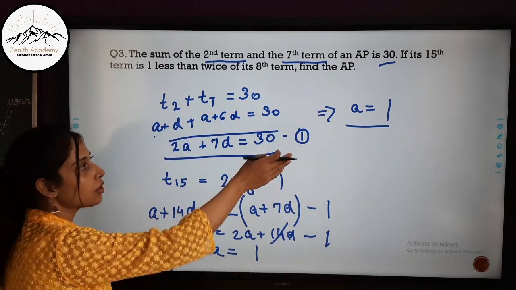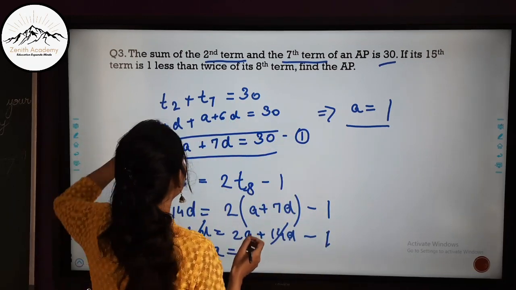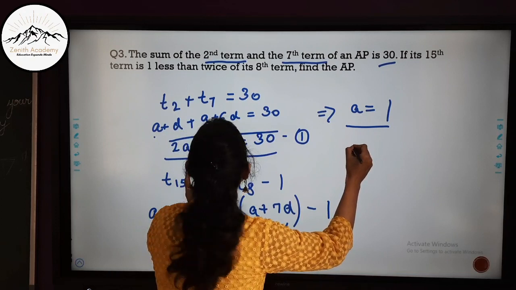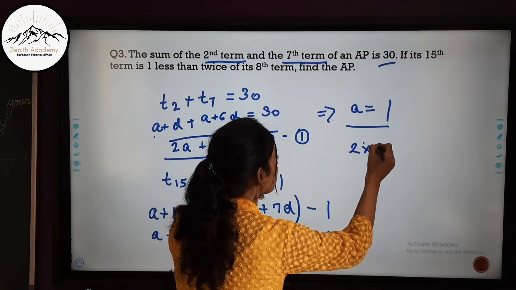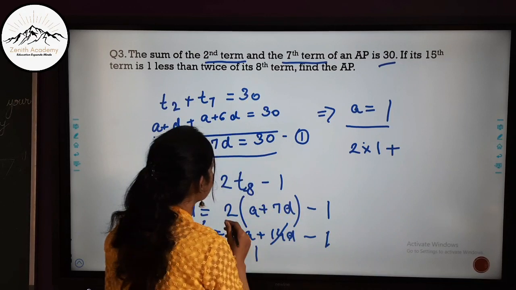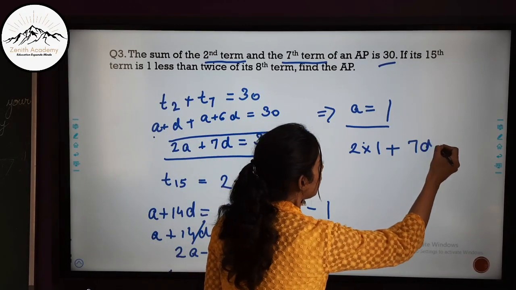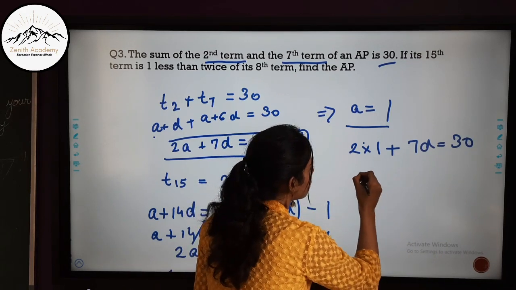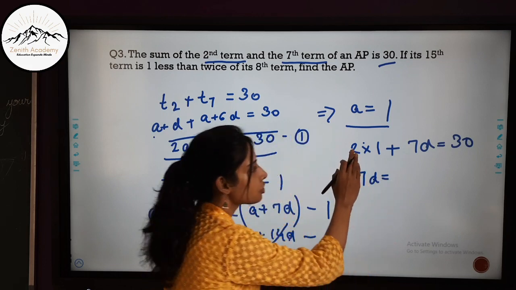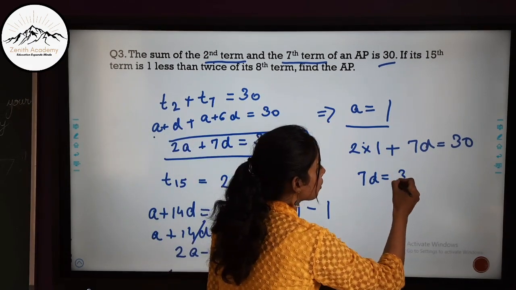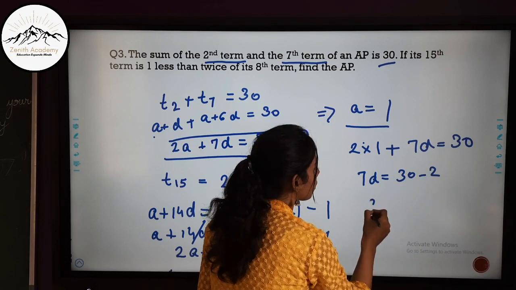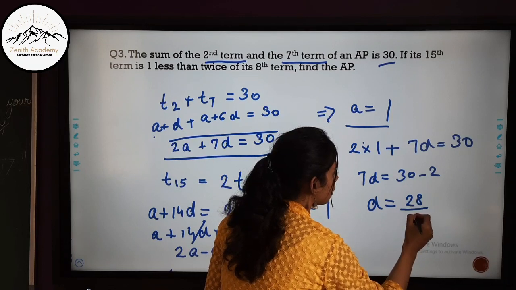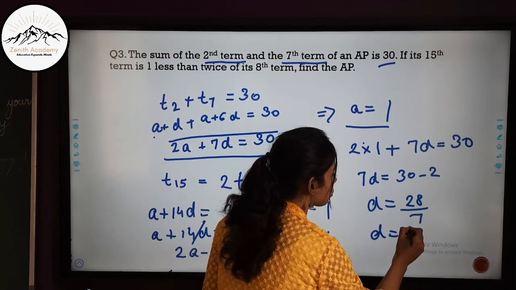Now we know A is equal to 1, so we can find out D. We can put it in any of these equations. So let's put it in equation number 1. 2A, that is 2 into 1, plus 7D is equal to 30. So this will give us 7D is equal to, shifting 2 to the other side, 30 minus 2. D is equal to 28 divided by 7, which is 4.